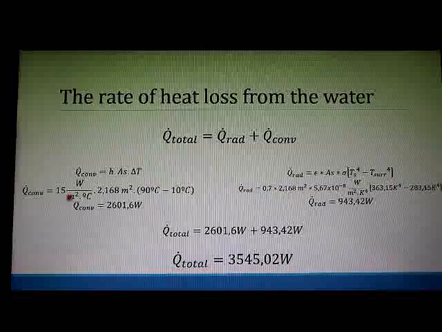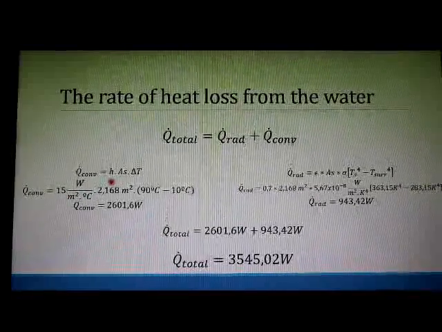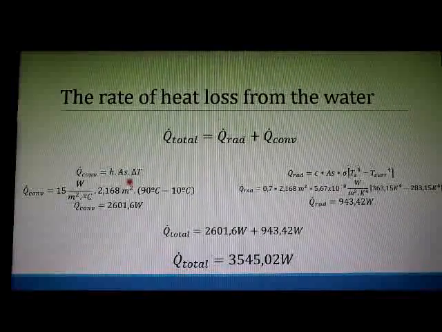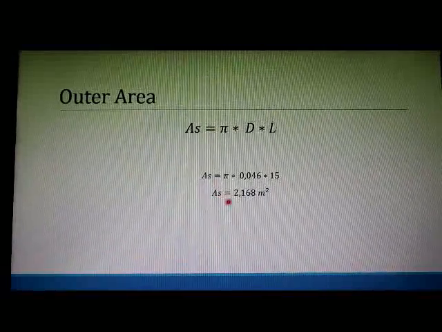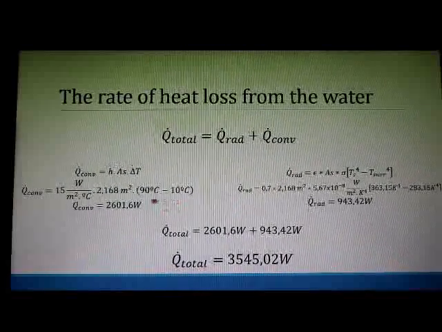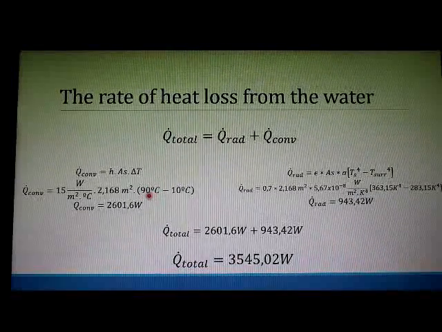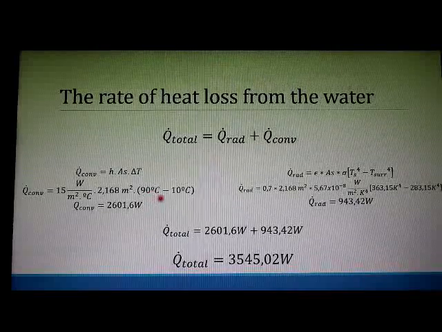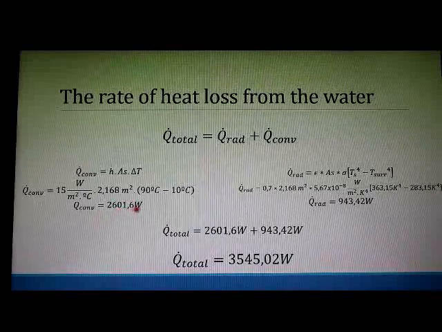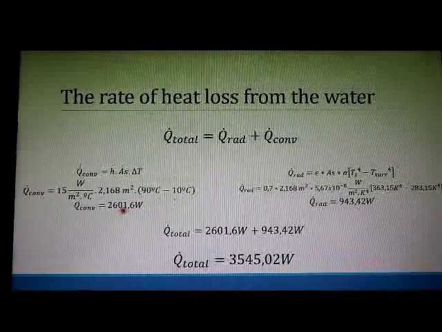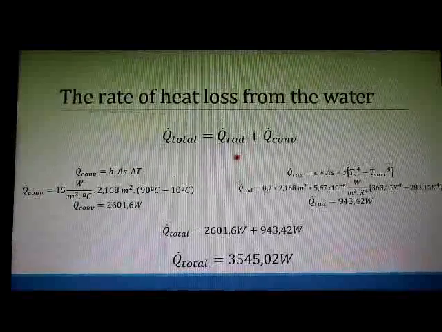Okay, we know that 15 is the convection coefficient. The area we already found here, 2.168, and the difference between the temperatures, that is the surface 90 Celsius minus 10 Celsius, making our heat transfer by convection 2601.6 watts.